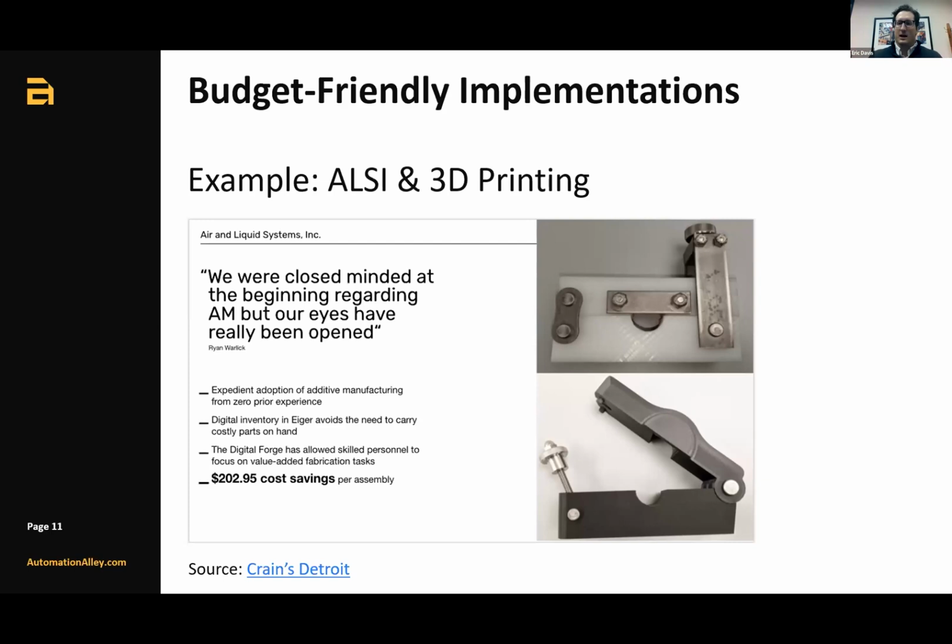And so as they took steps along the way, they ended up building this part, and now they're seeing cost savings. And this is from last year. So I'm sure they've gotten even more parts that they've been able to reduce cost on.